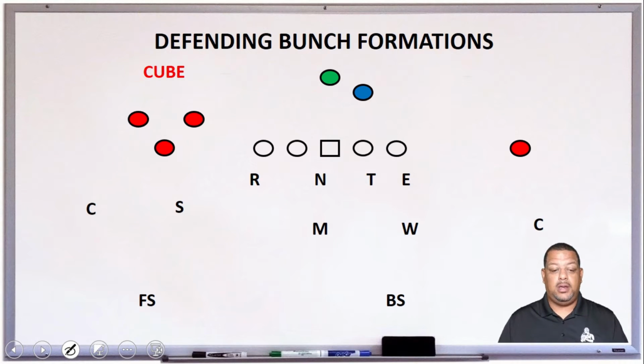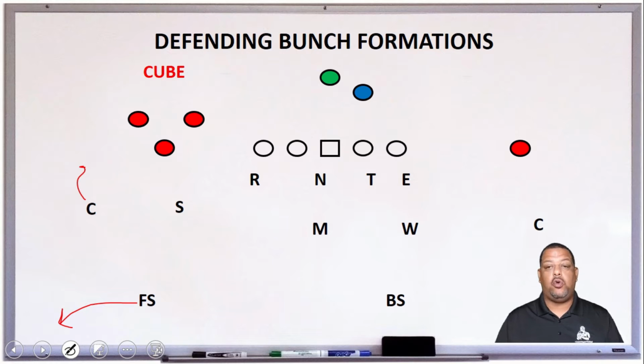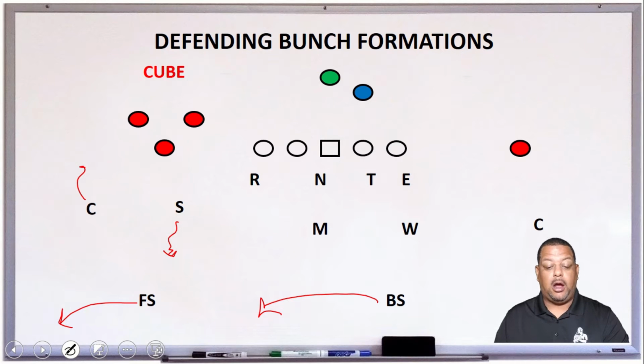Next, cube. Here's the difference. Cube means the corner is going to be our flat defender. Our free safety is going to be our outside quarter player. Our boundary safety is now going to be our inside quarter player. Our Sam will sit right in the middle, and our Mike will be our inside low player.